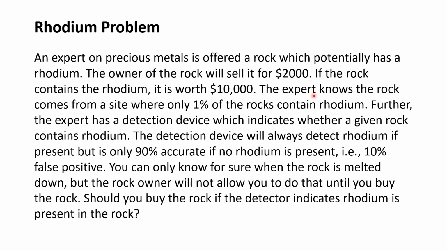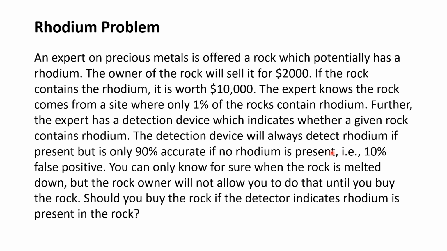The expert also knows that the rock comes from a site where 1% of the rocks that look like this rock contain rhodium. And further, the expert has a detection device which indicates whether a given rock contains rhodium. Now, there are certain limits to this detection device. The detection device will always detect rhodium if present. So it's 100% accurate. If there's some rhodium in that rock, it'll show positive for rhodium. But it's only 90% accurate if no rhodium is present.